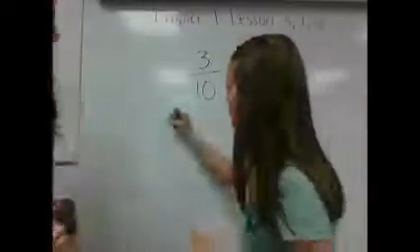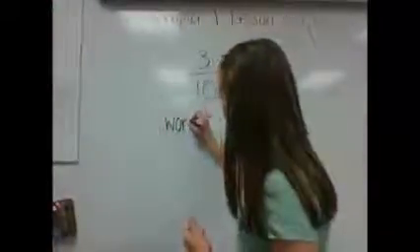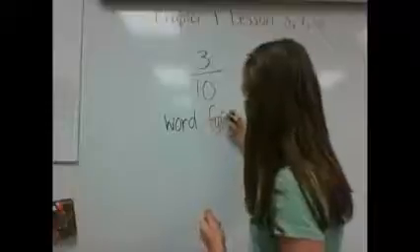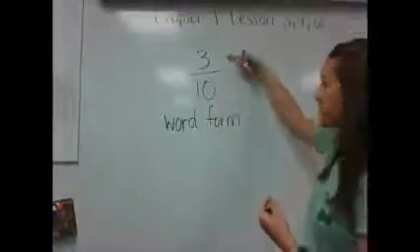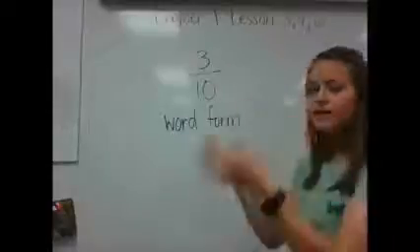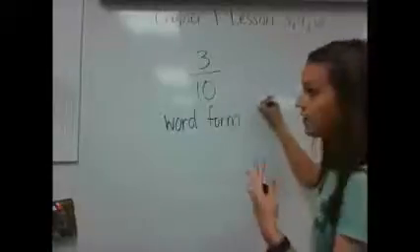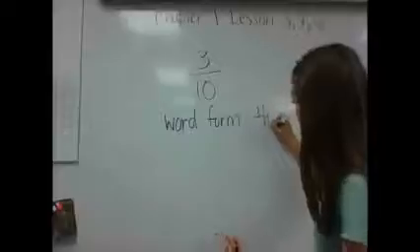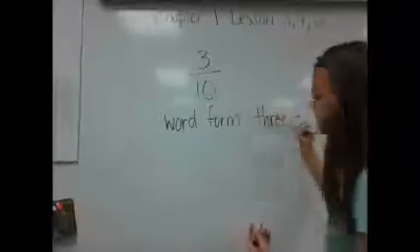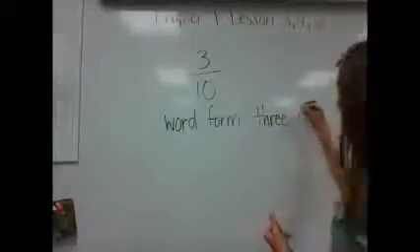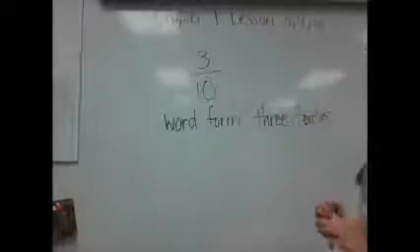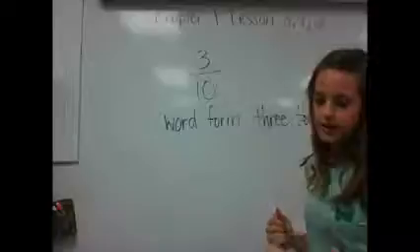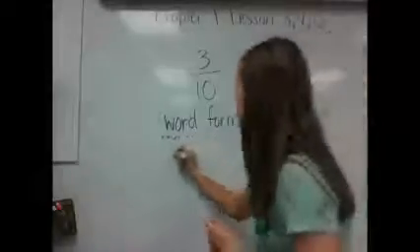Okay, and we also need to write it in word form. So what that literally means is, let's write it in words. How do I say it? 3 tenths. I'm going to write down what I say, and I'm going to write it in words, not numbers. 3, am I going off the screen? Nope. Tenths. And that's all I have to do for word form. And then the second part was decimal form.